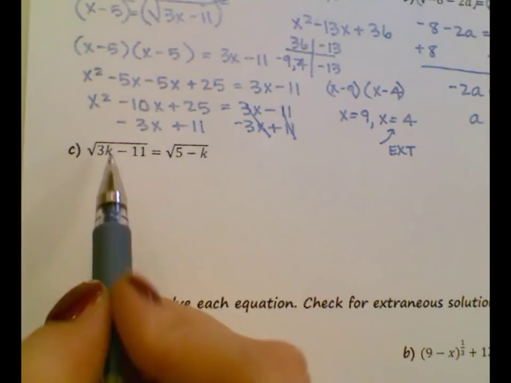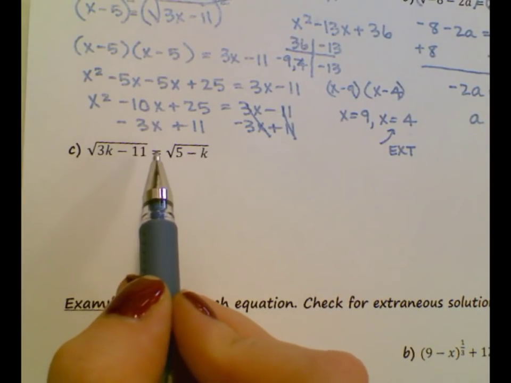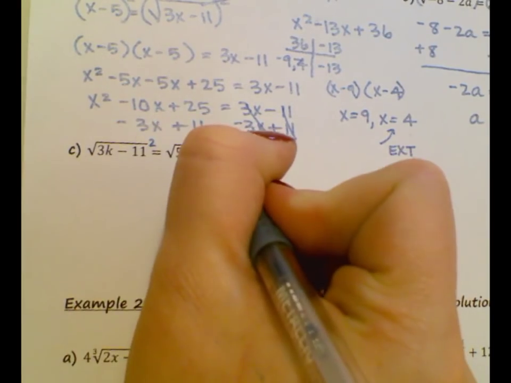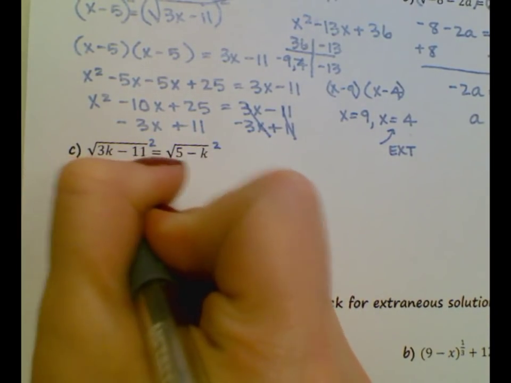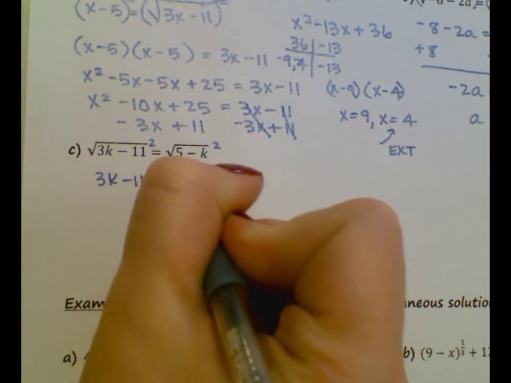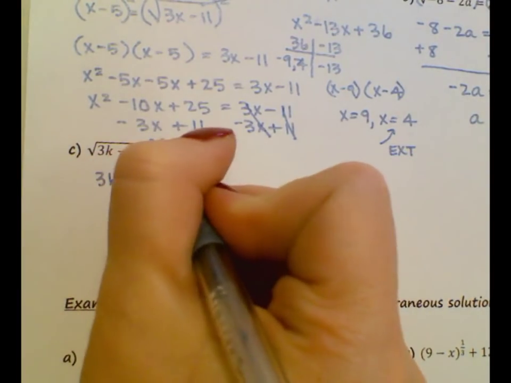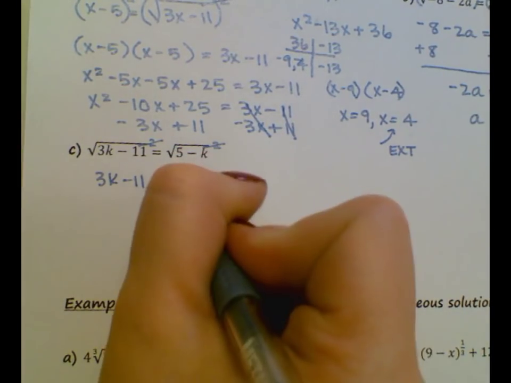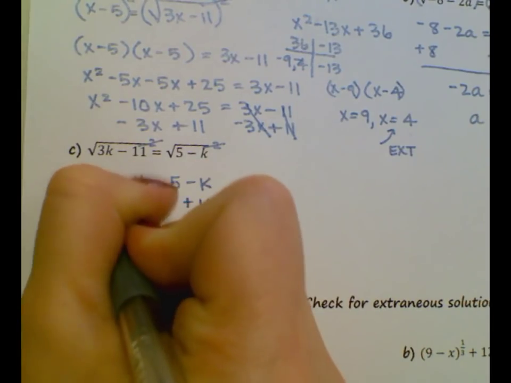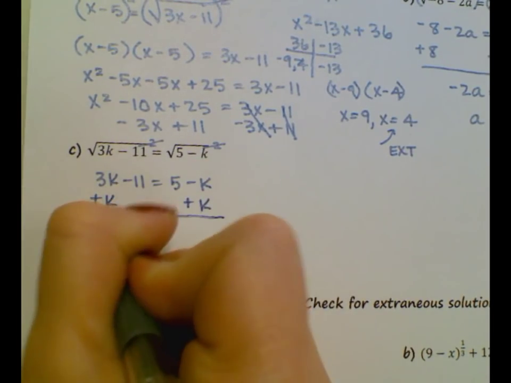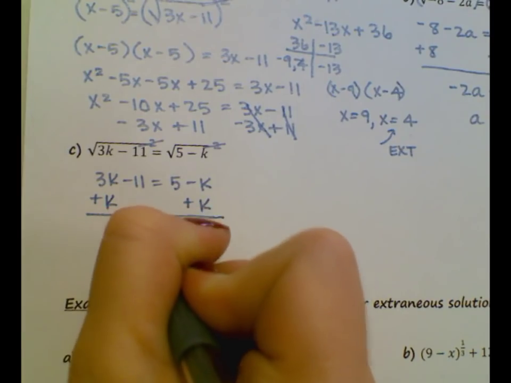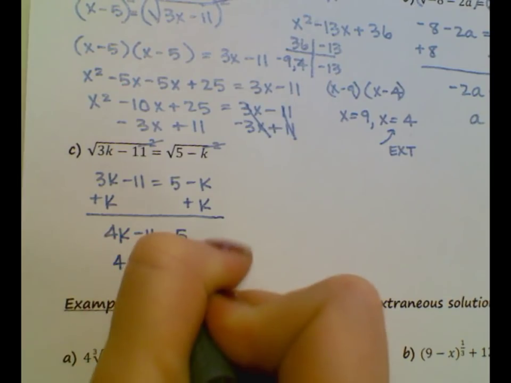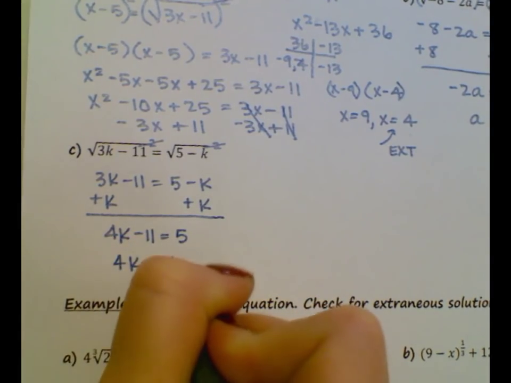So do you see how there's a square root on the left and a square root on the right? Okay, so we need to square both sides so we can get rid of those. And I have 3k minus 11 equals 5 minus k. Because the square root and the little baby 2 cross out. Now I'm just going to add k to both sides. And I get 4k minus 11 equals 5. I'm going to add 11 and get 16. And then divide by 4 and I get 4.